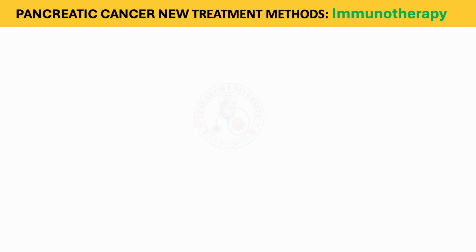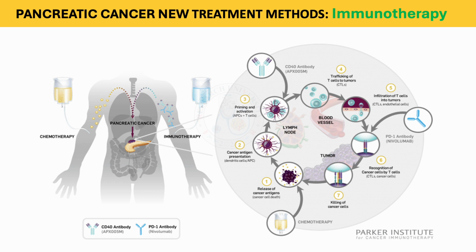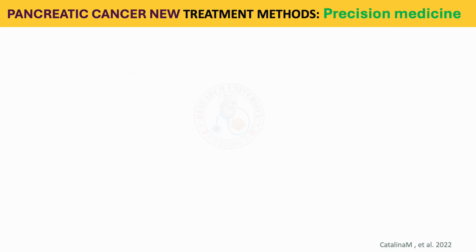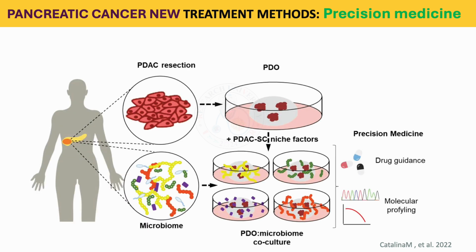Until now, we discussed the main treatment options of pancreatic cancers. Now, there are new treatment methods under clinical trials. First one is immunotherapy. Immunotherapy drugs work by boosting the body's immune system to recognize and attack the cancer cells. While it is still in clinical trials for pancreatic cancers, immunotherapy shows promise as a potential treatment option. Next new treatment option is precision medicine.